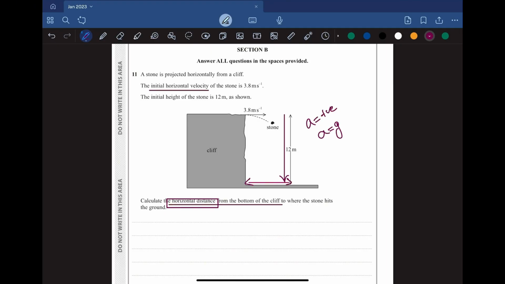All right, to figure out the horizontal distance, we know like previously speed is equal to distance divided by the time taken. We know our horizontal velocity. We just need the time to figure out the horizontal distance. And we know time can be easily figured out using the vertical motion. Now let's take the vertical motion just like our previous question.